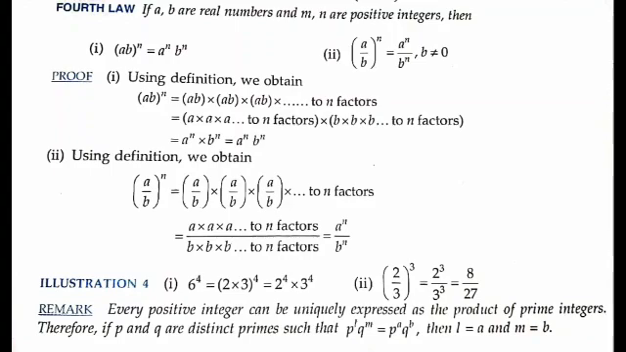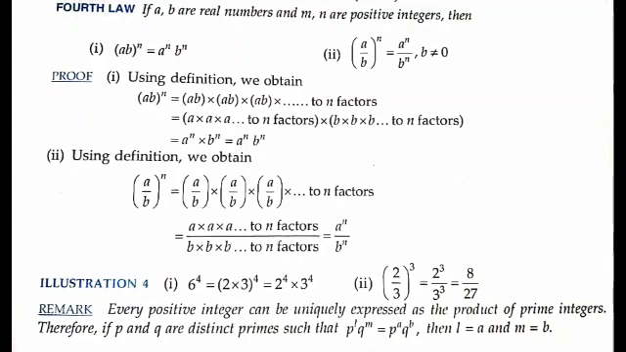(2 by 3) whole raised to the power 3. So using this law, we can write 2 raised to the power 3 whole divided by 3 raised to the power 3. On simplification, we can have 8 by 27. At this point of time, it is very important to note that every positive integer can be uniquely expressed as the product of prime integers, that is, prime numbers.